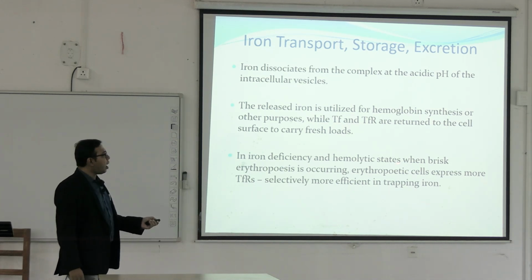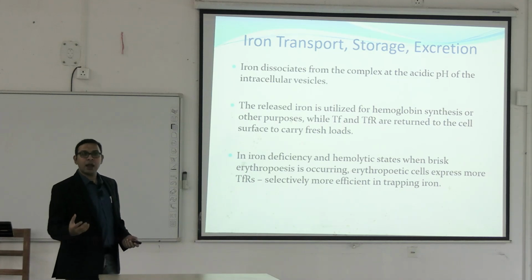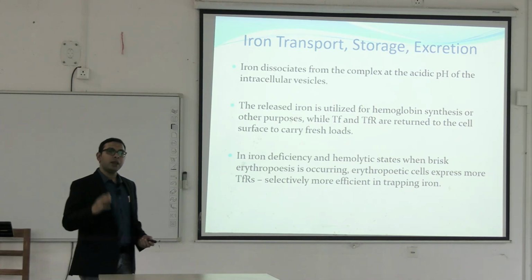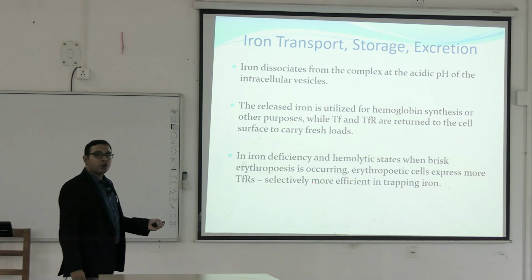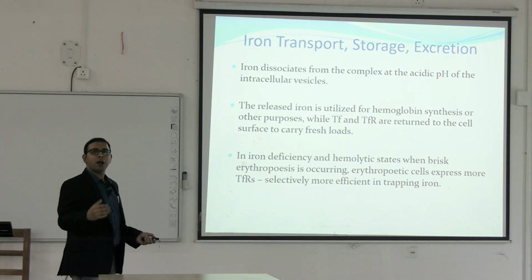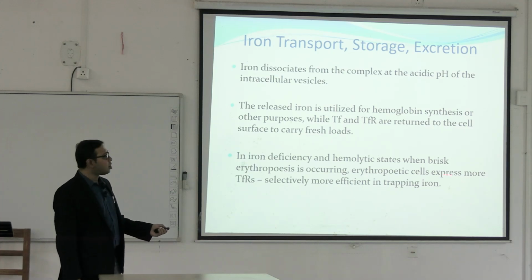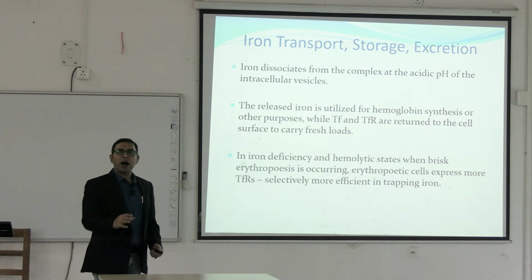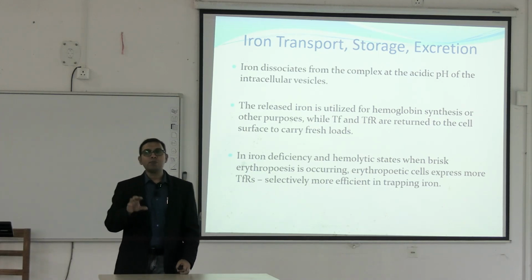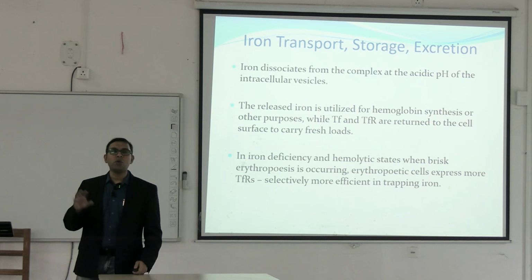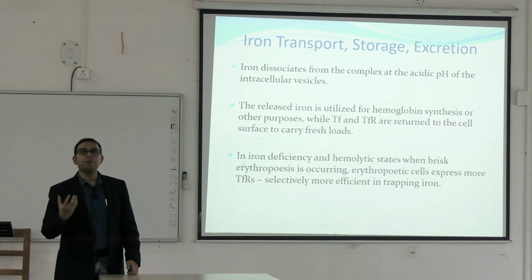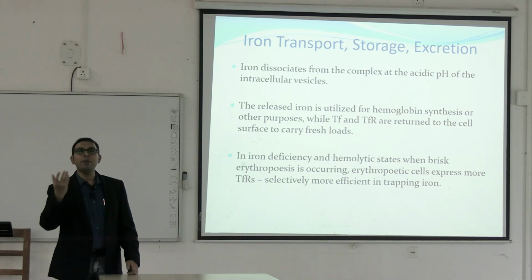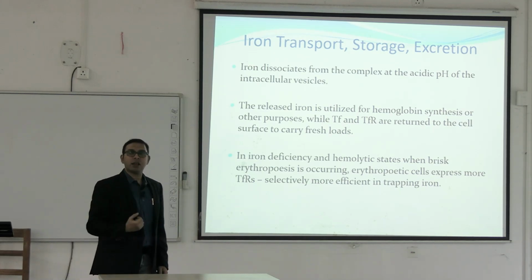In iron deficiency and hemolytic states, iron deficiency is there or hemolytic states. Hemolytic means RBC is formed but it will be destroyed. When brisk erythropoiesis is occurring, so more and more RBC formation is occurring, erythropoietic cells express more transferrin receptors, selectively more efficient in trapping iron. So ultimately all these are proteins, and these proteins are regulated by the body requirement. When the requirement is more, there will be more expression, more transcription of these proteins, more transferrin receptors will be available. The hepcidin will be less expressed like this.